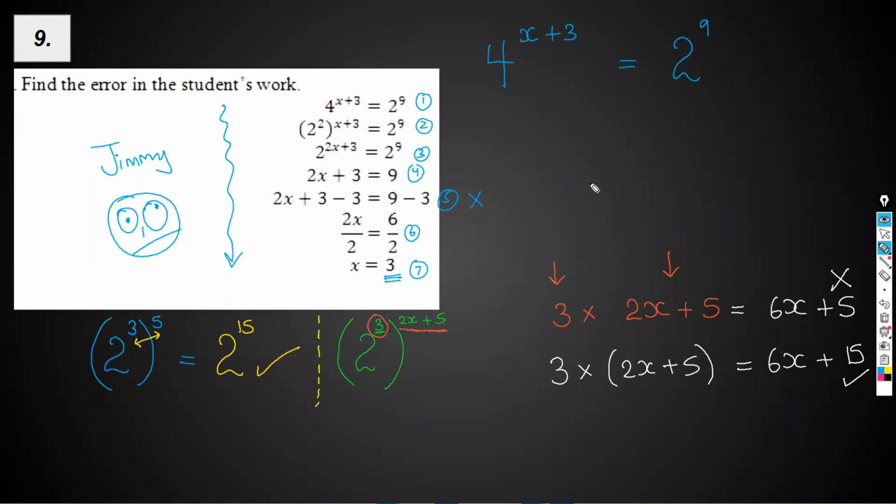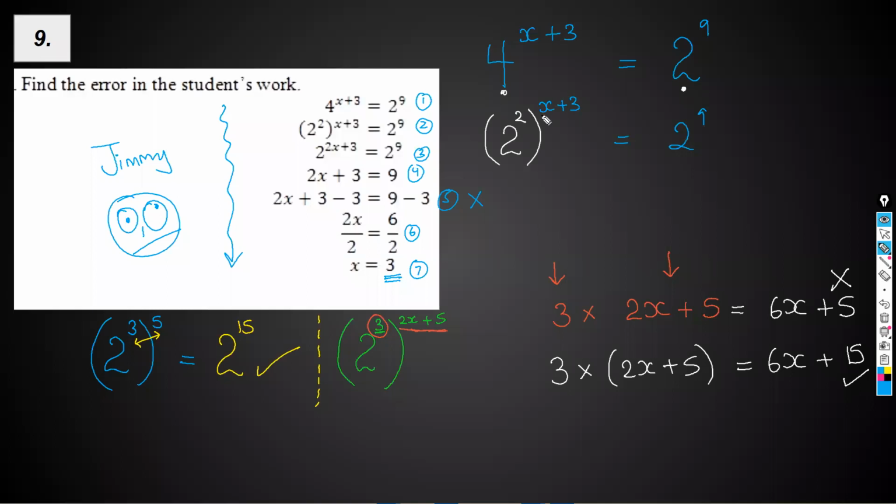So let's pretend we're Jimmy. Jimmy starts the question over here. That's line 1. But in his next line, he realizes the bases are not the same. But Jimmy's a smart guy, so he says 4 is the same thing as 2 squared. So he puts that in brackets. And what's waiting on the outside? The x plus 3. So this is line 2. Notice there's no difference between our working and Jimmy's working so far. But his next line is wrong.